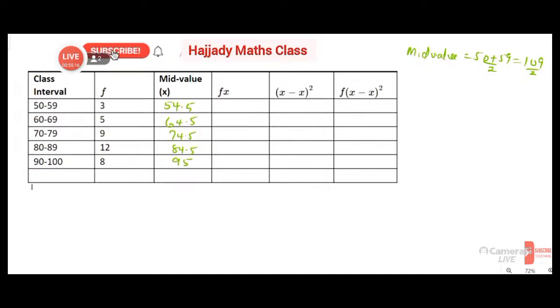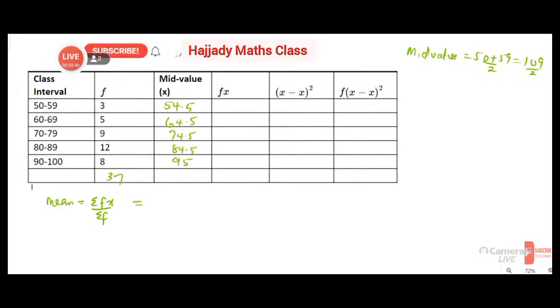Okay, and looking at our frequency, don't forget that for us to calculate the mean for the grouped data, our formula for calculating the mean is summation fx over summation f. So we need the summation of our frequency, that is 3 plus 5 plus 9 plus 12 plus 8, and that is going to give us 37.